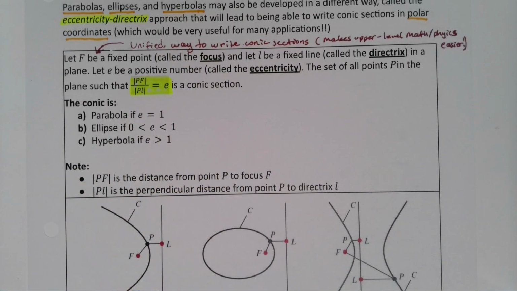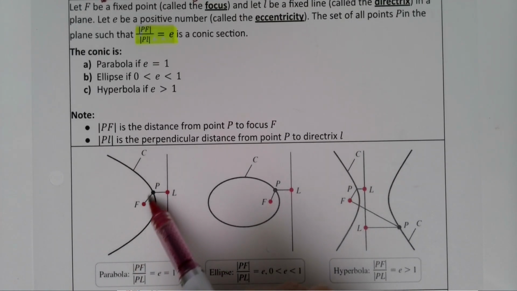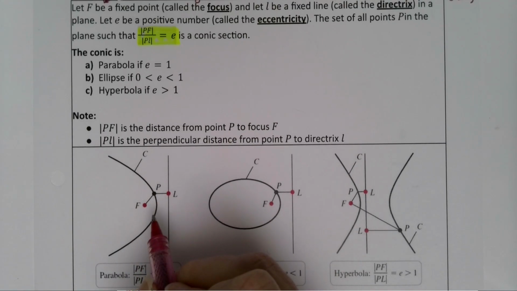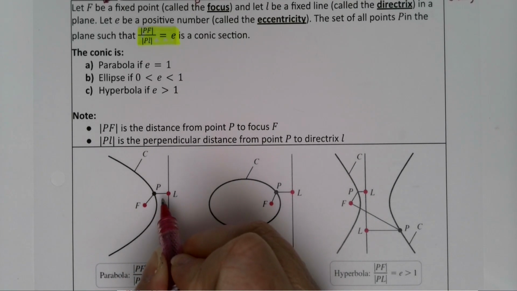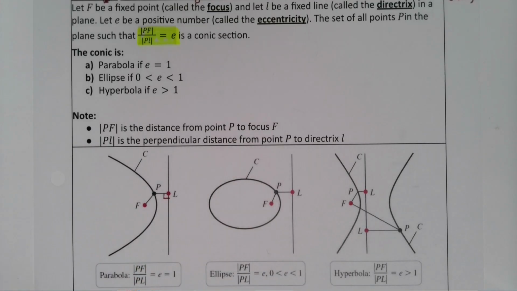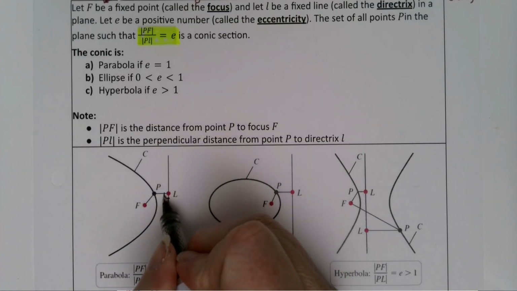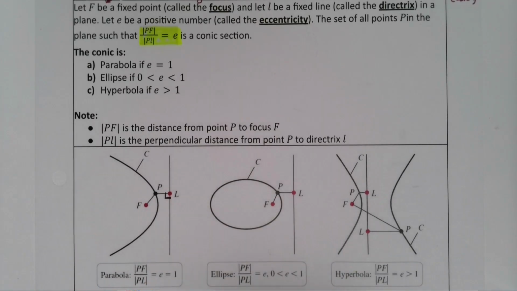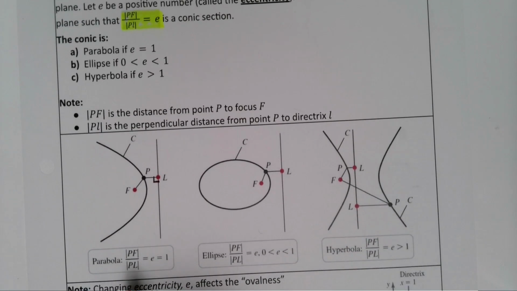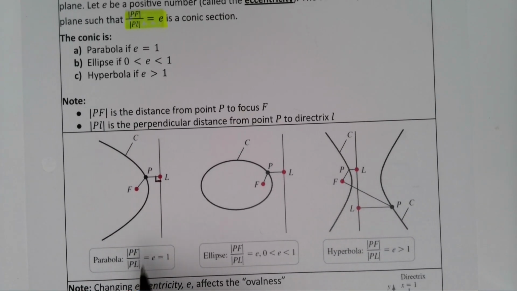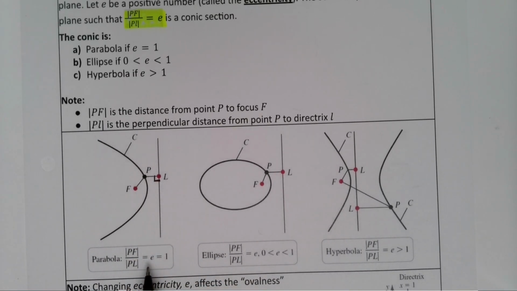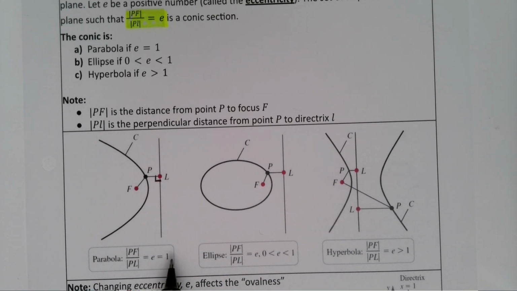Now, if your eccentricity is equal to 1, that makes a parabola, right? If it's always the same distance from the focus to a point and the point to the directrix, and that's a perpendicular distance, so that forms a perpendicular right there. So if that happens where it's always equal, that's the definition of a parabola, right? They're always equal, so therefore the eccentricity is equal to 1.